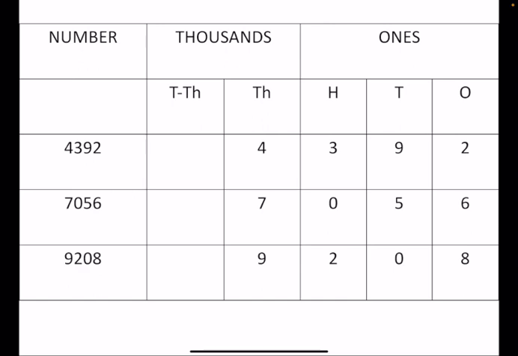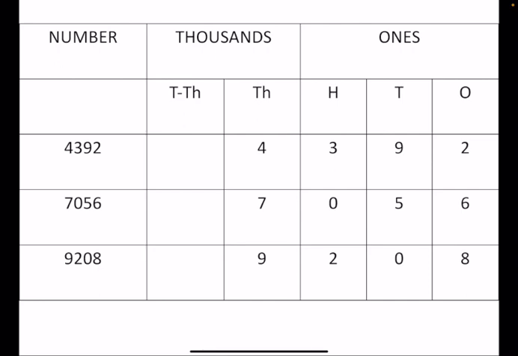Okay children. Now next number is 7056. So again 6 will go in the ones place, 5 in the tens place, 0 in the hundreds place and 7 in the thousands place. So now how will you read this number? 7056. Because there is 0 at the hundreds place, we can skip that place because 0 means nothing.